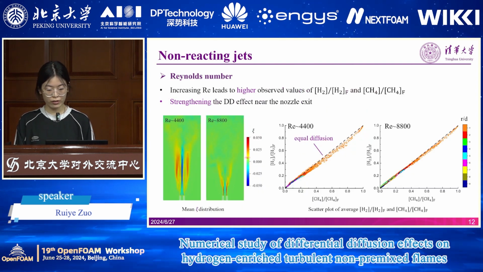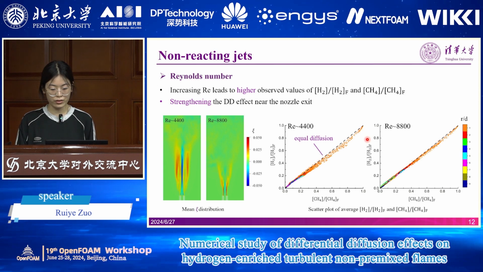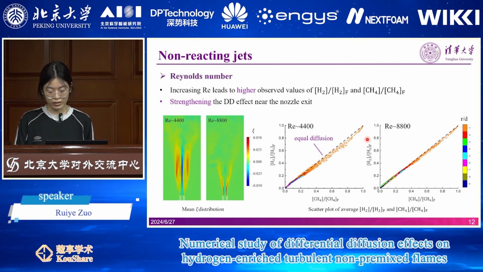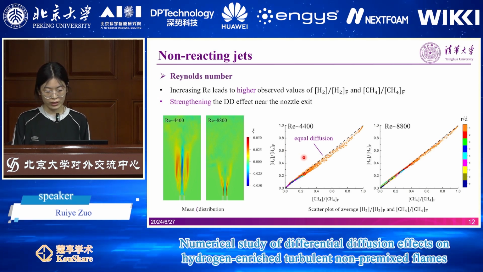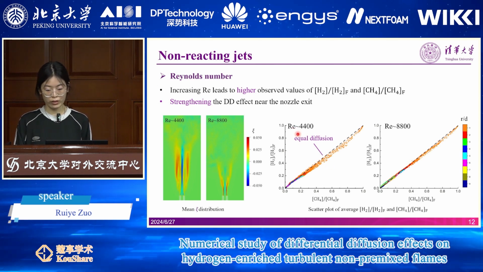As shown in this picture, it presents the scatter plots of normalized hydrogen and methane at different x divided by D positions. The diagonal line represents equal diffusion. With the increasing Reynolds number, the dispersion of points is clearly much wider for the low Reynolds numbers.